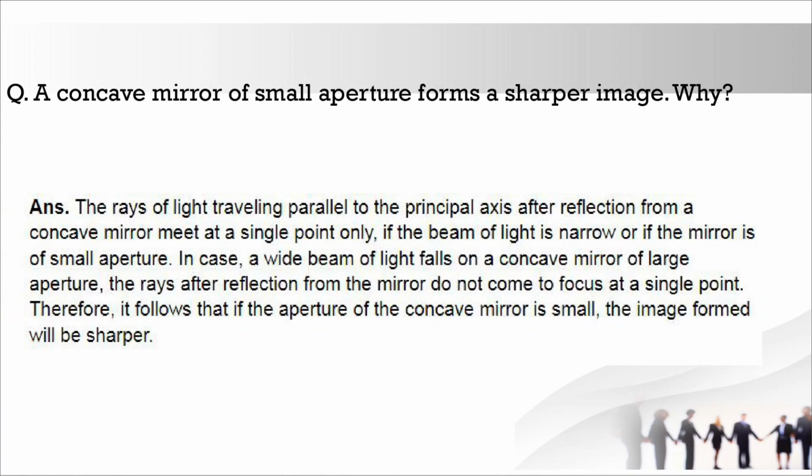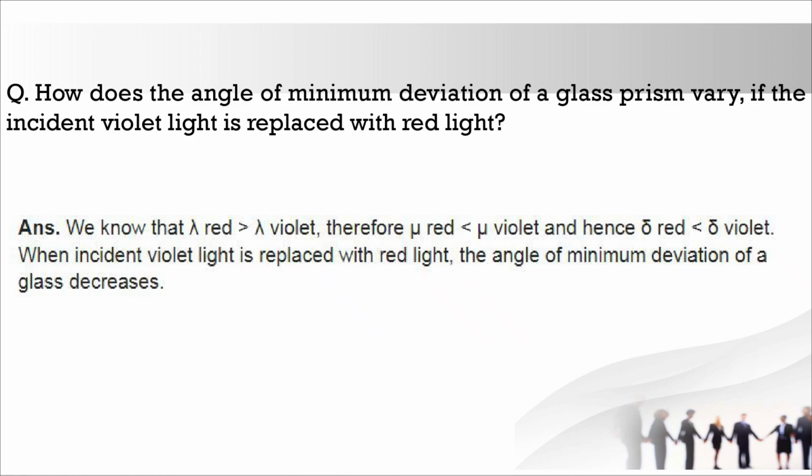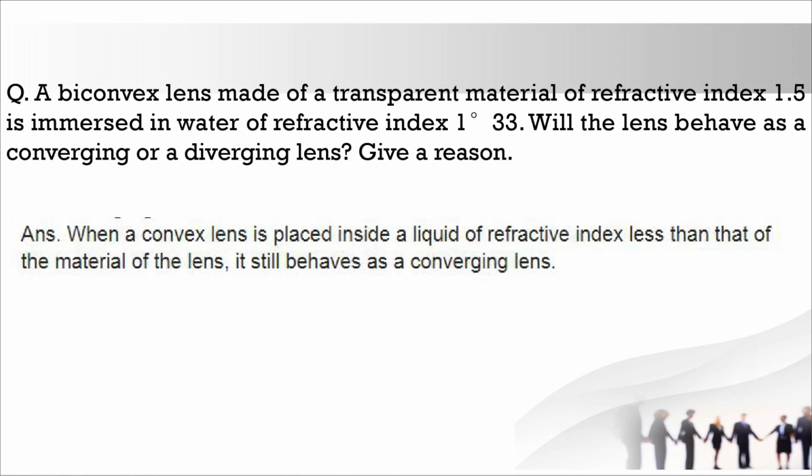A concave mirror of small aperture forms a sharper image. Why? How does the angle of minimum deviation of a glass prism vary if incident violet light is replaced with red light? A biconvex lens made of a transparent material of refractive index 1.5 is immersed in water of refractive index 1.33. Will the lens behave as a converging or diverging lens?